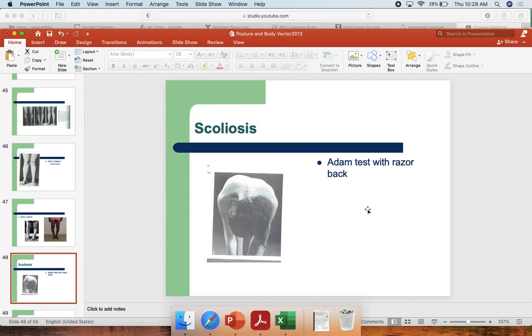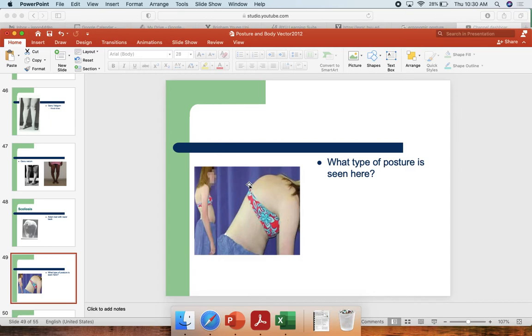Scoliosis, I don't want to spend a lot of time on this. I just want to, as a refresher, remind you of the rib hump that you might see because of the rotated vertebrae with the Adams forward bend test. You can do that in a postural assessment and see that hopefully fairly easily.